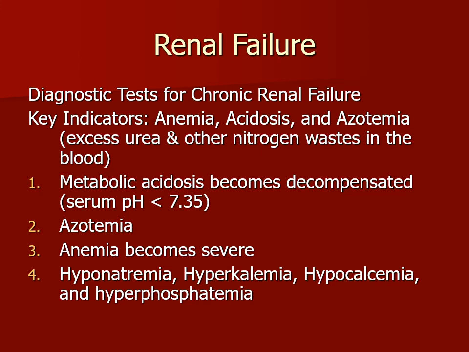Okay, so metabolic acidosis becomes decompensated and serum pH drops below the low edge of 7.35. Remember, the normal range is 7.35 to 7.45. And then azotemia, elevated nitrogen-containing compounds in the blood. The anemia becomes severe. And then you see these other imbalances like hyponatremia, low sodium, hyperkalemia, high potassium, hypocalcemia, low calcium, and hyperphosphatemia, high phosphates.